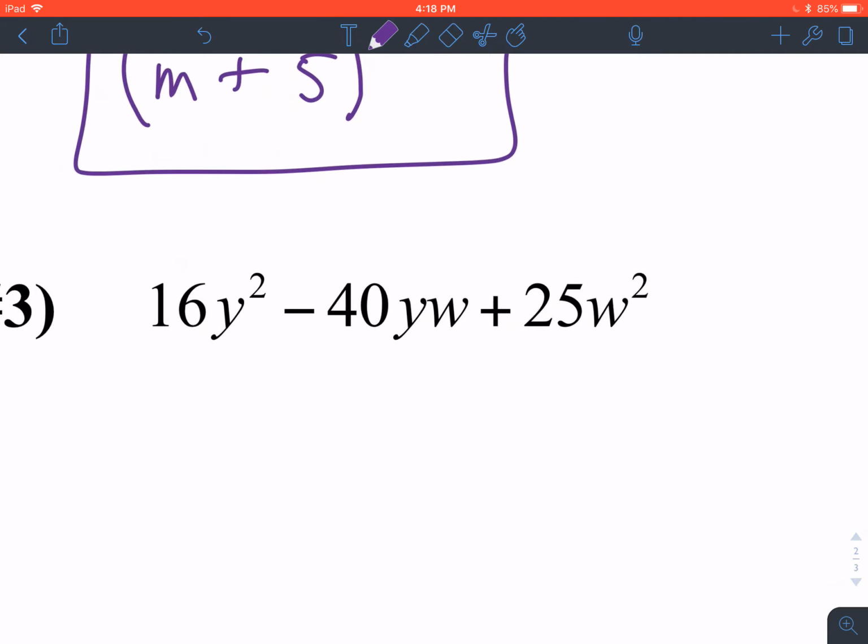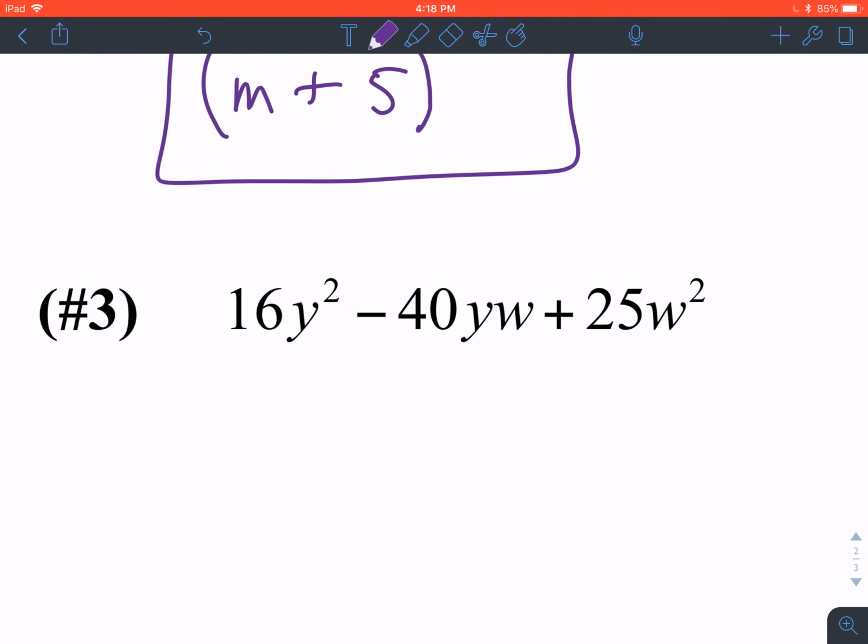All right, is there a GCF that goes into 16, 40, and 25? Or y squared, yw, and w squared? There is not. Okay. Is 16y squared a perfect square? It is. It would be 4y, right? 4 times y, if you do 4y squared, you're going to get 16y squared. Well, what's the square root of 25w squared? Well, the square root of 25 is 5. The square root of w squared is w.